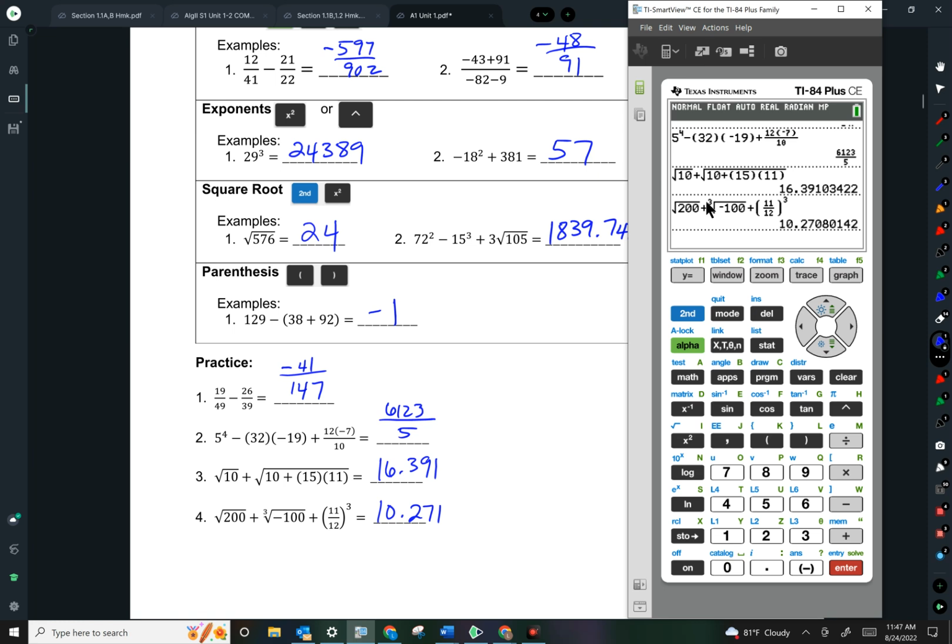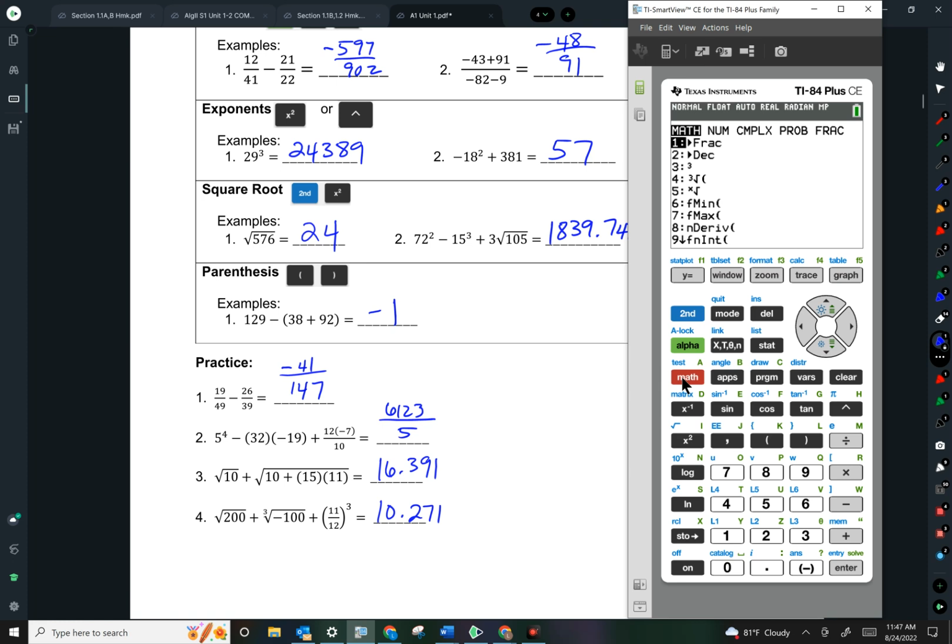And we haven't really talked about how to do a cube root, like down here on number 4. Remember how we needed the cube root of 100? Let me show you how to get that. Square root, remember, is the second and then the x squared, but to do a cube root, you have to use the math key. If I press math, which is right here below alpha, do you see that number 4 is cube root? Notice number 5 says x root. If you wanted a 4th root or a 5th root or a 6th root, you would choose that x root. You can put in whatever root you want.